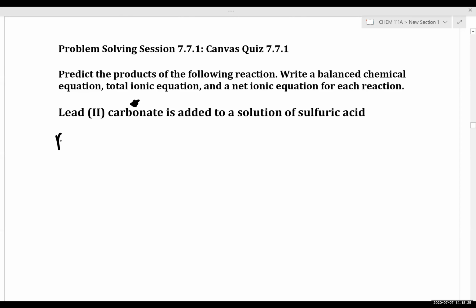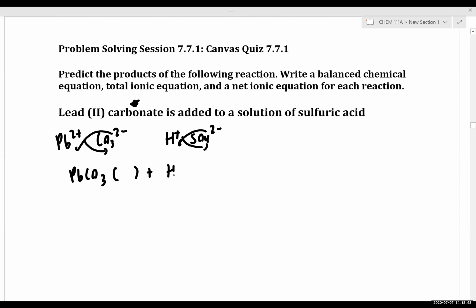So for lead carbonate, we have lead 2+, carbonate is CO3 2-. We cross our charges, that gives us PbCO3. We add it to sulfuric acid, which is H+ and SO4 2-. The reason why I like doing this charge crossing approach to writing the formulas is because it gives me a nice little guidebook when I want to go and try to write ionic equations.